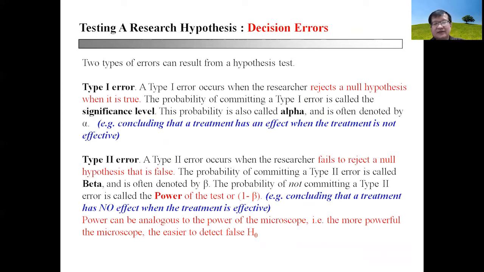Another issue that relates to decision error is the typical worry that we have about the interpretation of results. We could be in a situation whereby we conclude that a treatment has an effect when the treatment is not effective. Or conversely, we could be concluding that a treatment has no effect when the treatment itself is effective. In the former case, whereby we conclude that a treatment has an effect when it is not effective, it is known as a type 1 error. And type 1 error is intricately linked to alpha, or the confidence level.